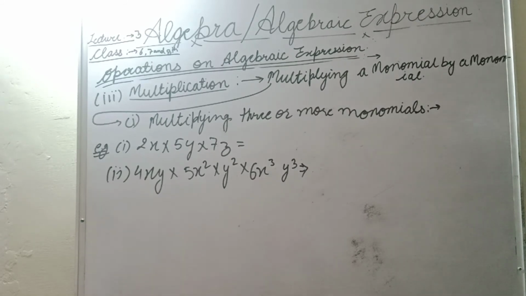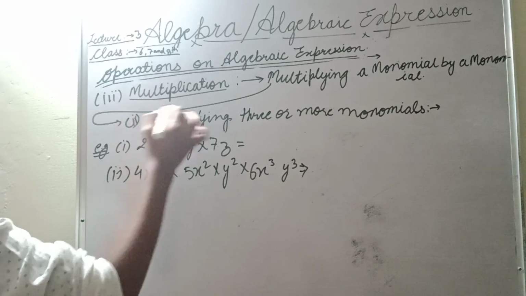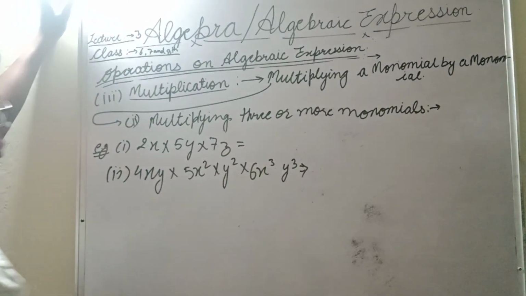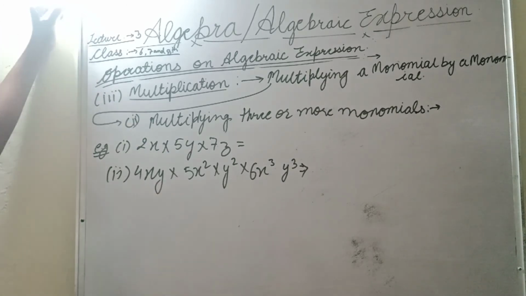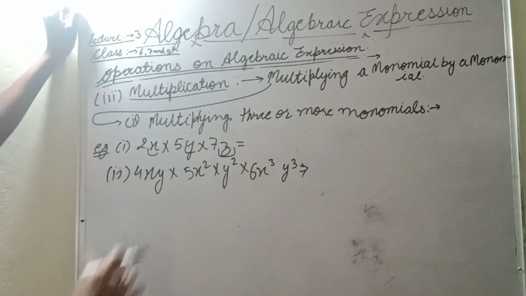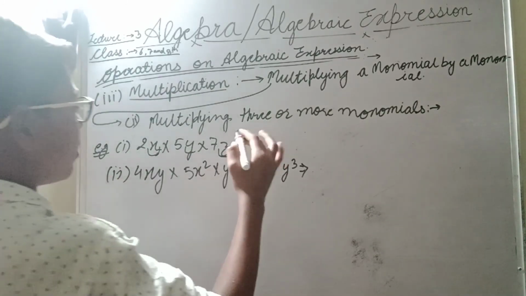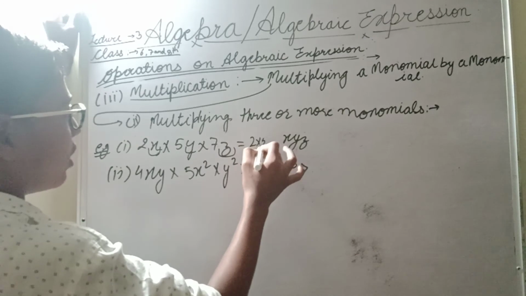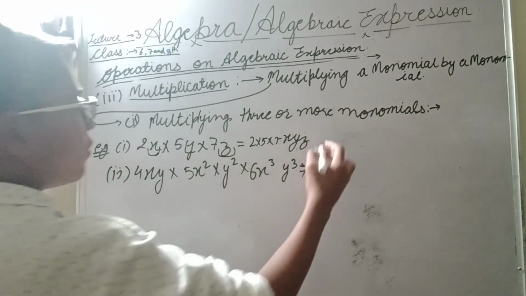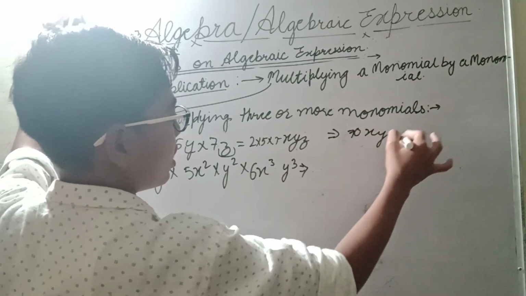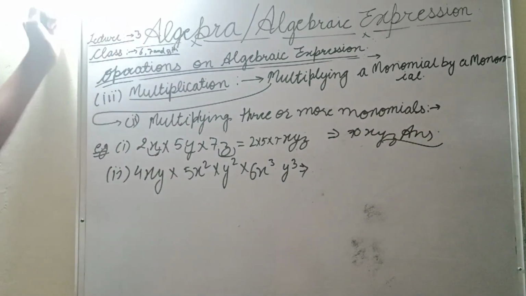Now we will study the second type, multiplying 3 or more monomials, like 2x into 5y into 7z. These three are variables, there is nothing common, so we write xyz, and 2 into 5 into 7. 2 fives are 10, and 10 into 7 is 70. So 70xyz is the answer.